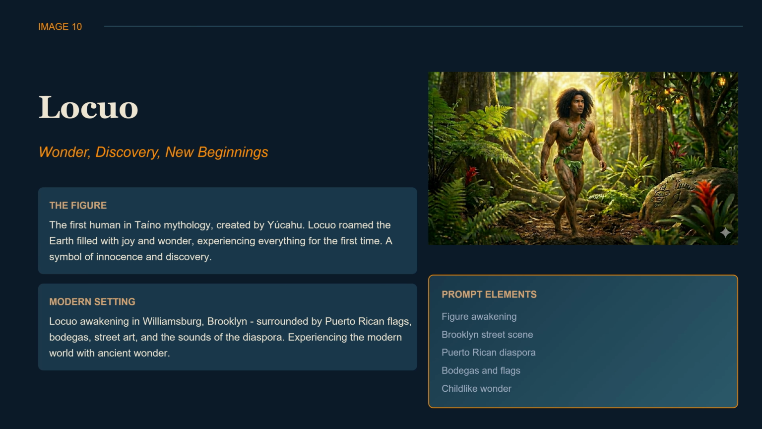Lokuo, the first human, full of wonder and discovery, placed in the jungle, experiencing diaspora with ancient wonder.